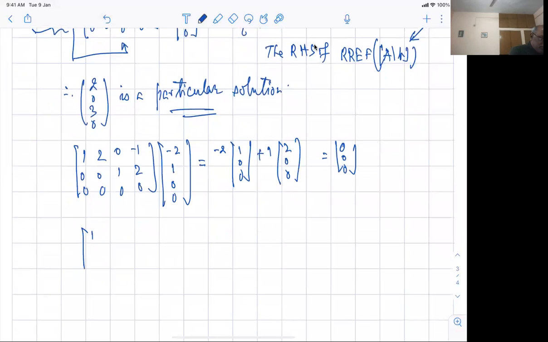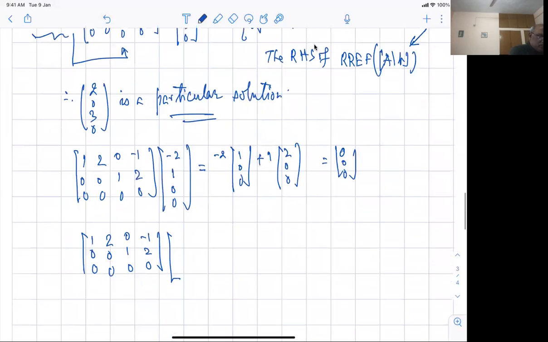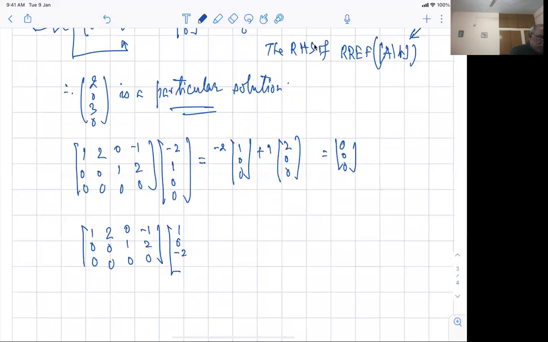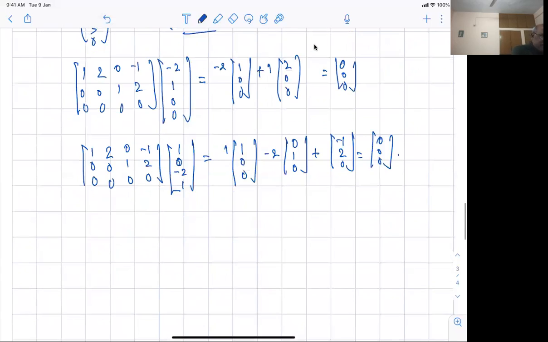Similarly, take 1 0 0 2 0 0 0 1 0 -1 2 0 times the next vector, which was 1 0 -2 1. Let's multiply it out: 1 times the first column, 0 times the second is not important, -2 times the third column 0 1 0, plus 1 times the fourth, -1 2 0. You can see that this is 0 0 0.